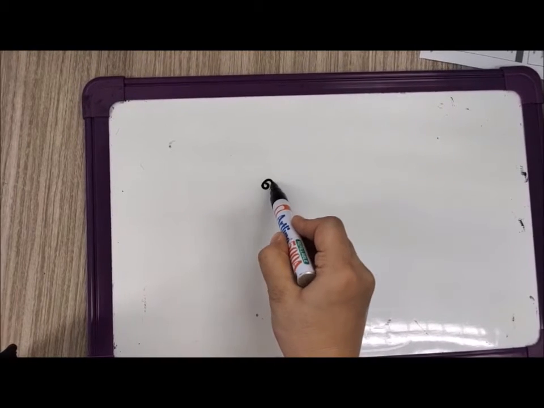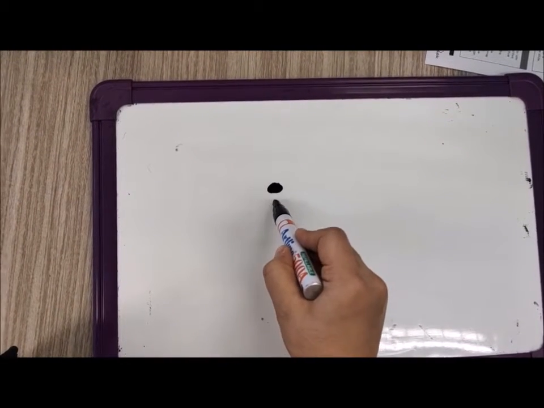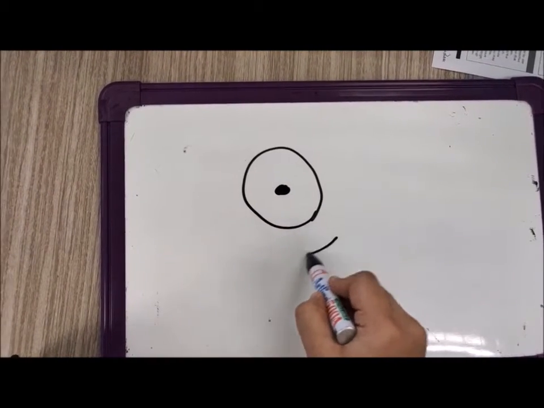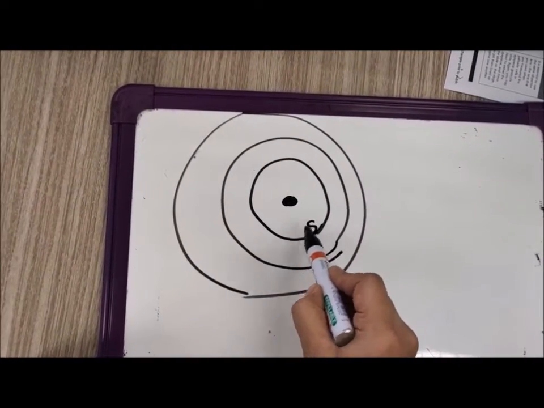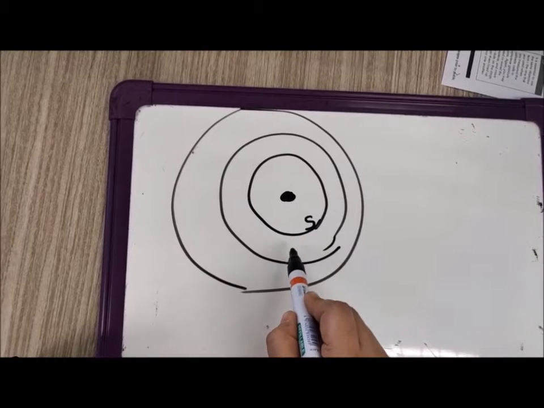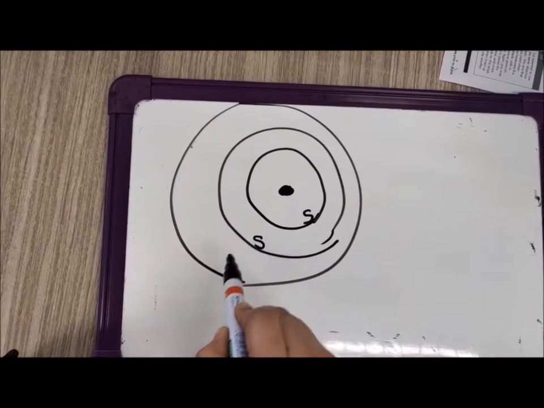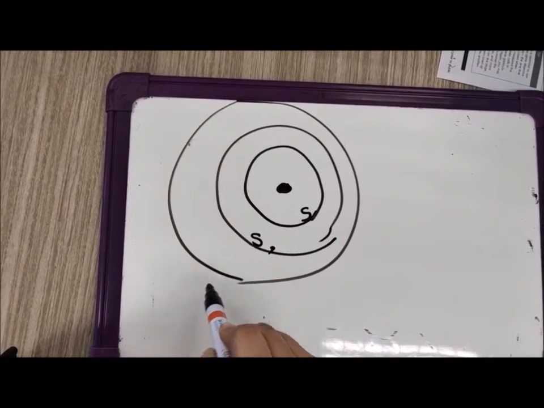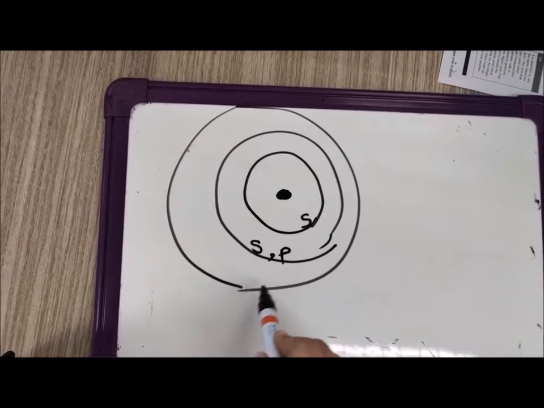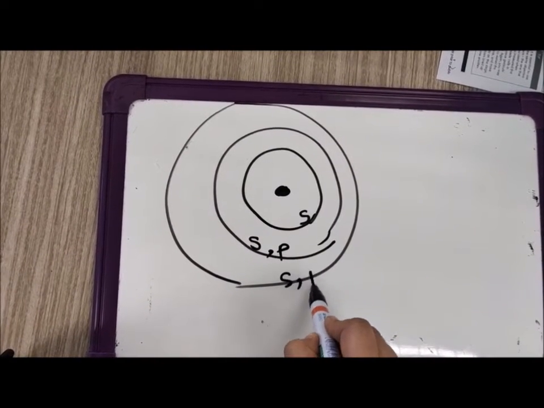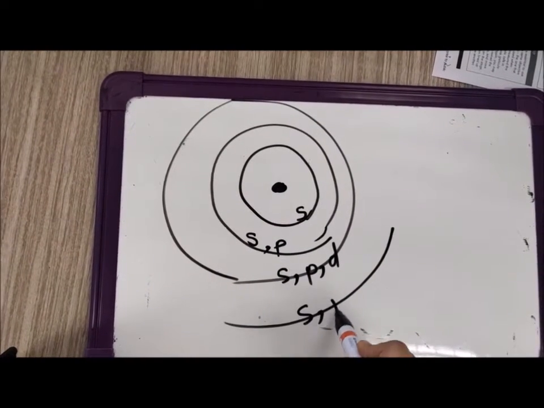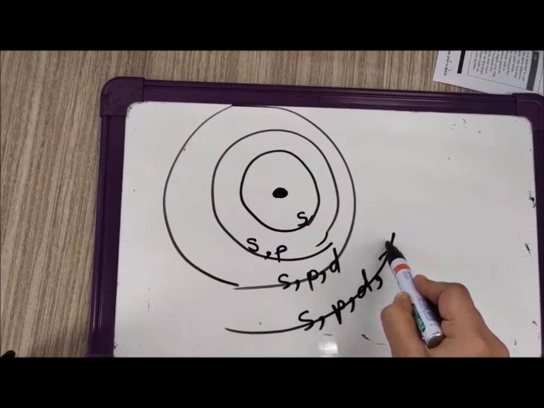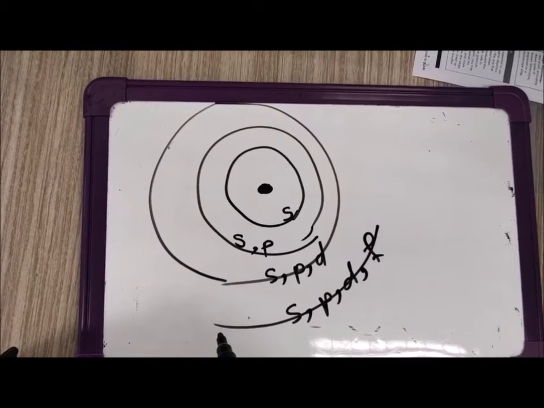Imagine this is the atom nucleus, and this is the first shell, second shell, third shell. On the first shell we have only an s orbital. On the second shell we have one s orbital and p orbitals. On the third shell we have s, p, and d orbitals. On the fourth shell, we have s, p, d, and f orbitals. You understand this?